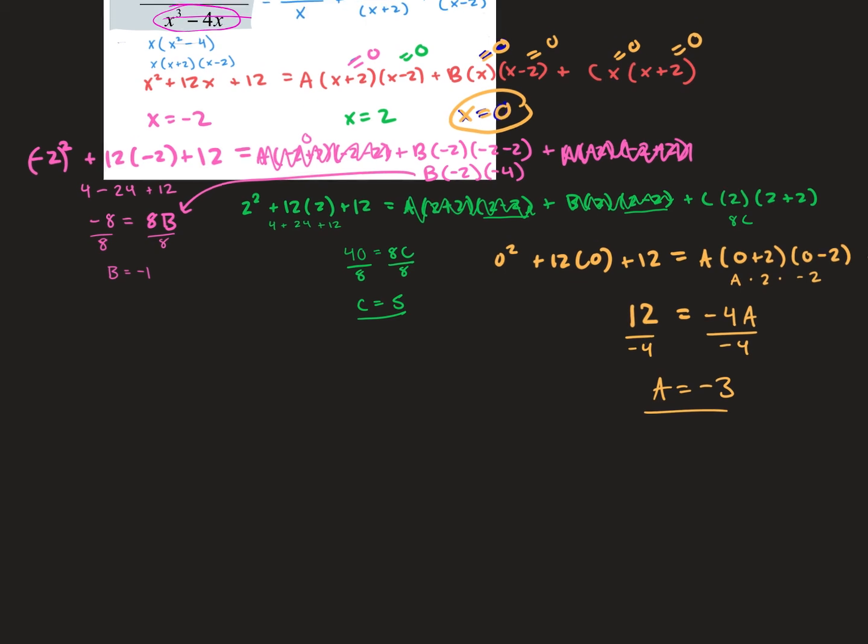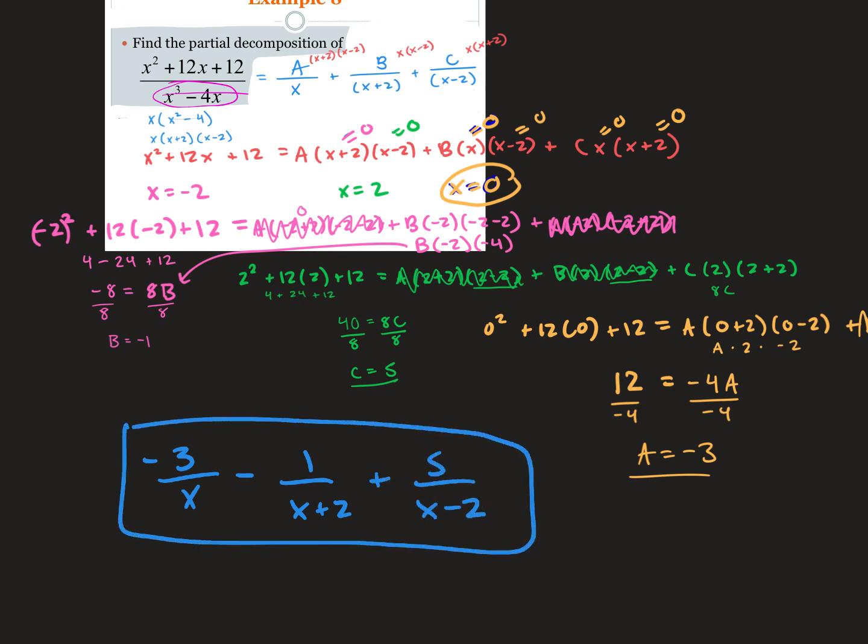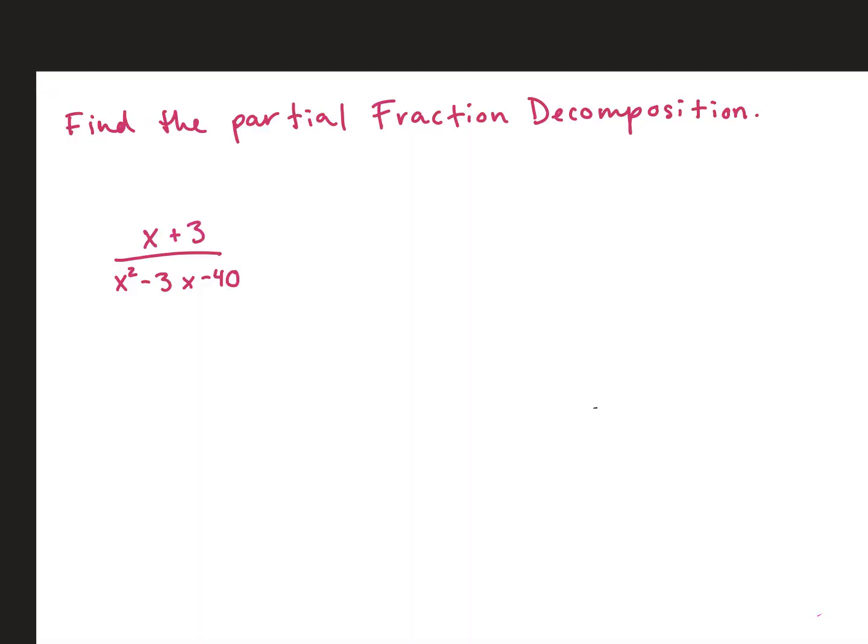Now I can plug it into my original blue equation up at the top. So a is negative 3, so it's negative 3 over x, plus b is negative 1, so this becomes minus 1 over x plus 2. And then c is 5, so plus 5 over x minus 2. And that's the answer. All right, so the last one.